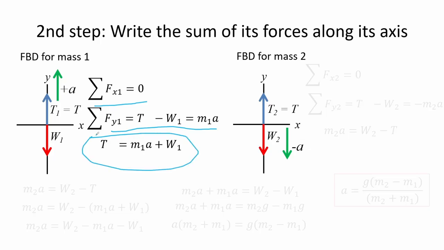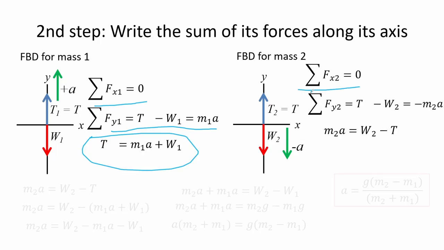For mass 2, the forces along x is still 0, and for the forces along the y-axis we get a sum of the tension minus weight 2 equals the negative of mass 2 times acceleration. We then substitute the tension formula obtained from mass 1 into the expression for acceleration.